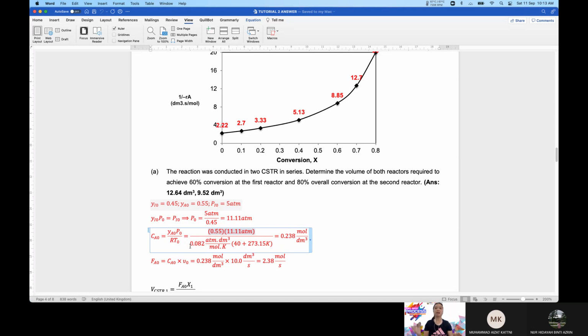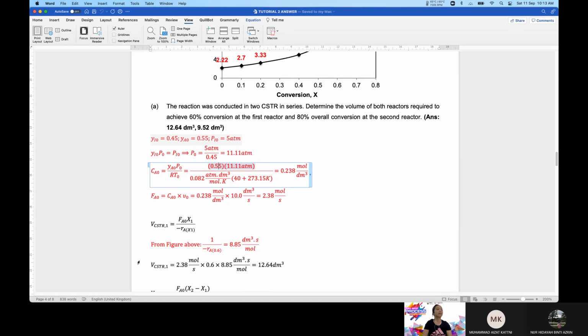I use ATM punya R value. Then T naught I will convert Celsius to Kelvin. So 40 Celsius convert pada Kelvin plus 273.15, you get CA naught 0.238. So now dah tahu CA naught, dah boleh kira FA naught, bolehlah ganti dalam design equation tu, dapatlah volume reaktor pertama.